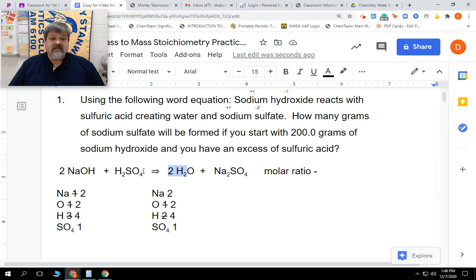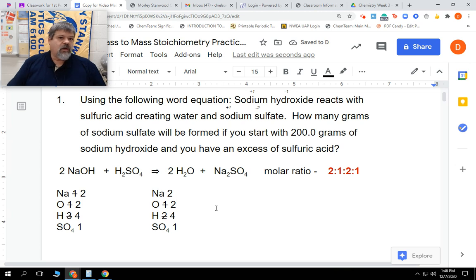And my sulfate, since there's no parentheses on either side and no coefficients in front, we have 1 of those on each side. So I have 1 sulfate on this side and 1 sulfate on this side. So there we go. There's what it is. So our molar ratio is going to be 2 to 1 to 2 to 1. Go ahead and make that nice bright color, and there's our molar ratio. So now we know what our molar ratio is.